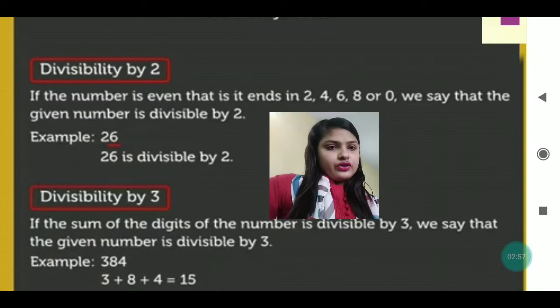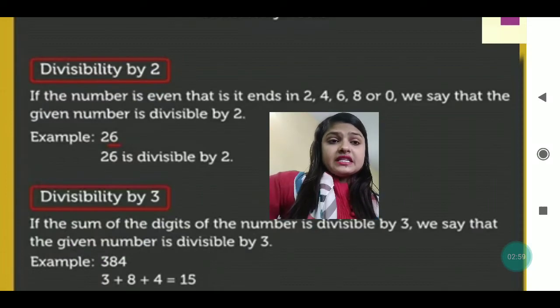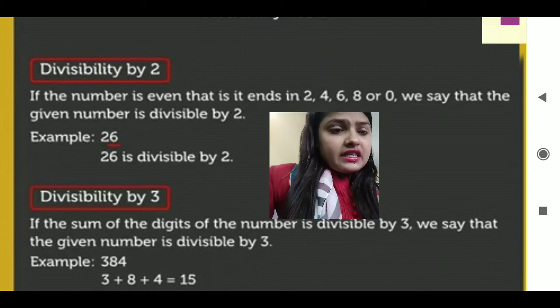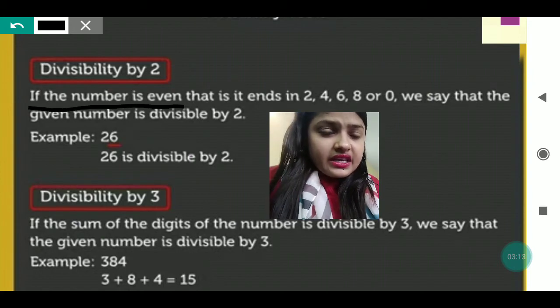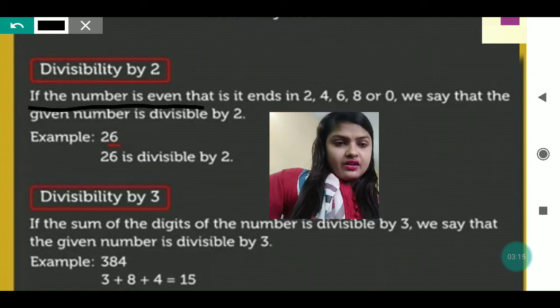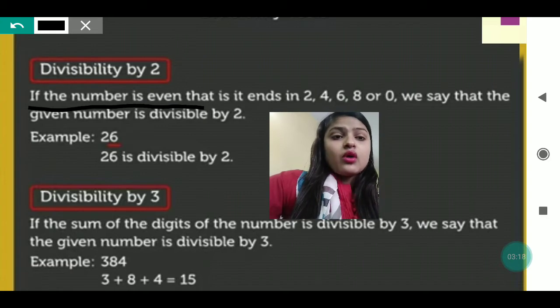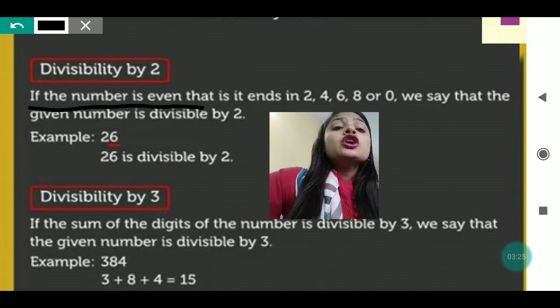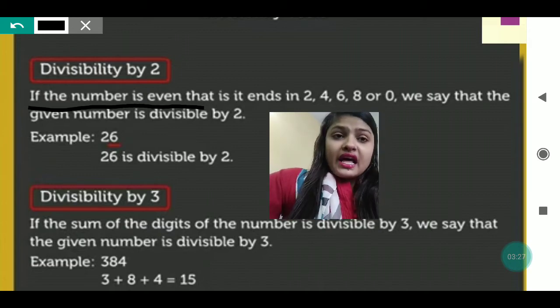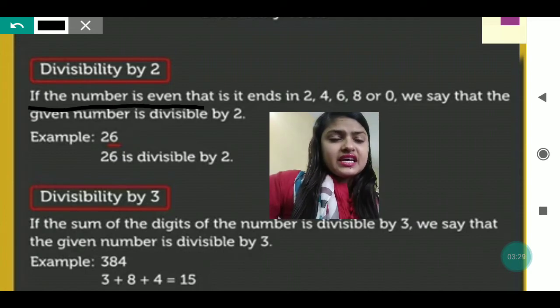The first rule I am going to discuss is divisibility by 2. If the number is even, I am underlining it, please everyone watch nicely. If a number is even, which numbers are even? Can you identify the even numbers now? Yes, we can. Even numbers are those numbers which are completely divisible by 2. Those numbers are called even numbers, isn't it?